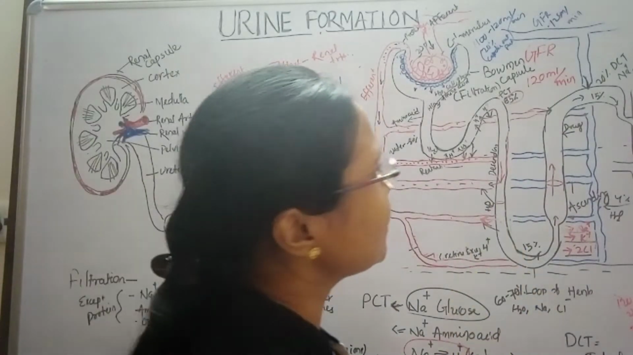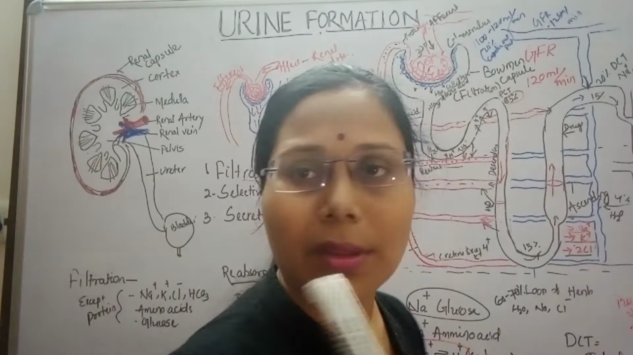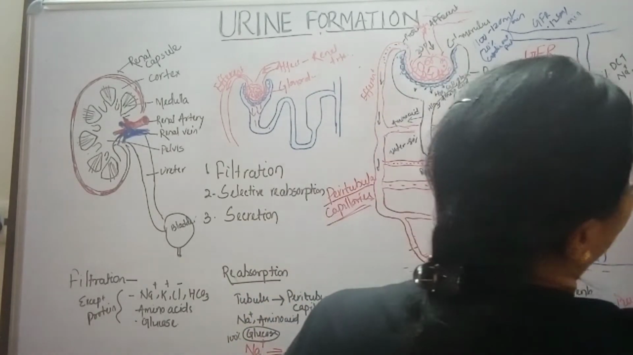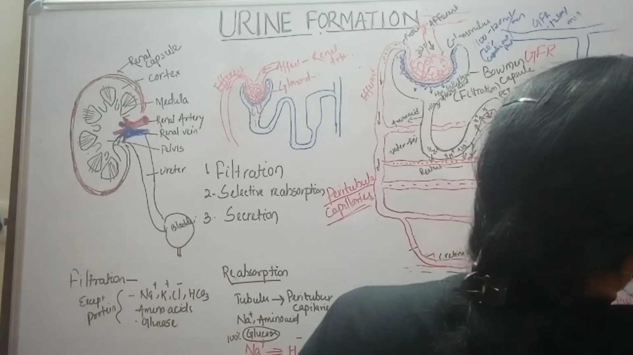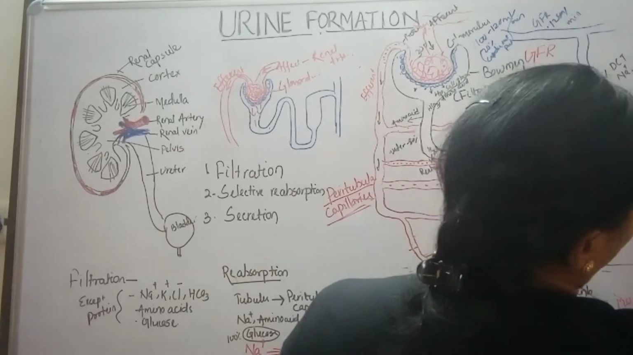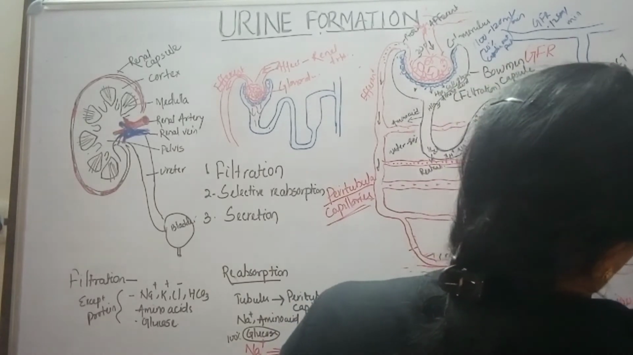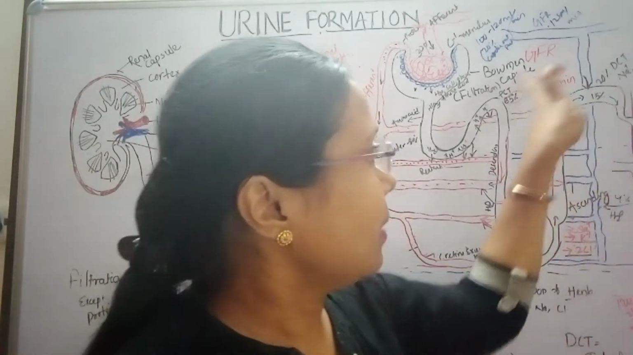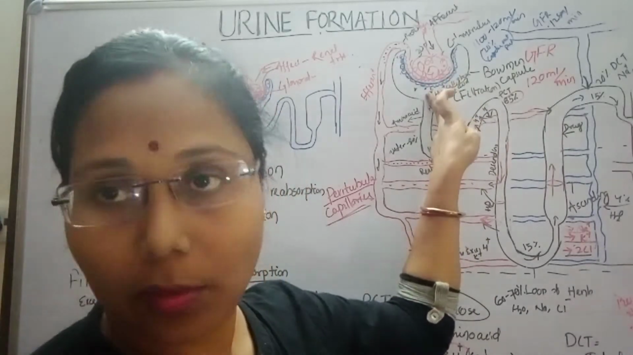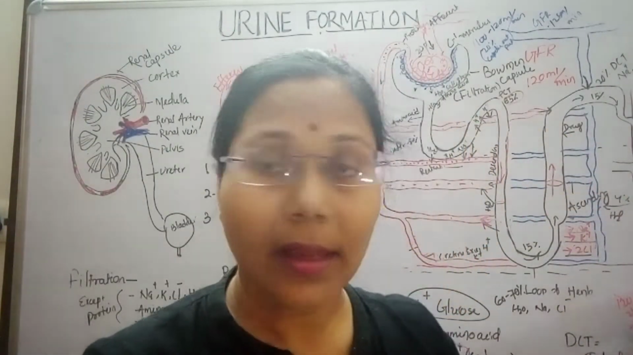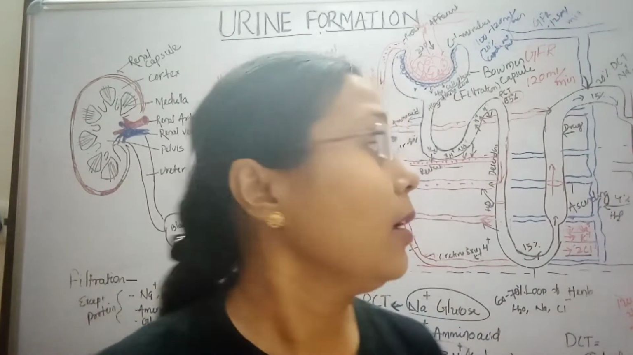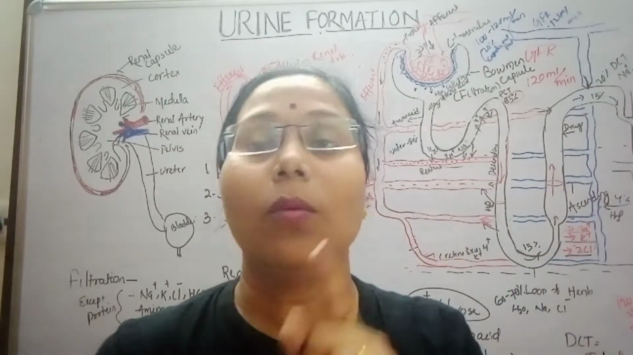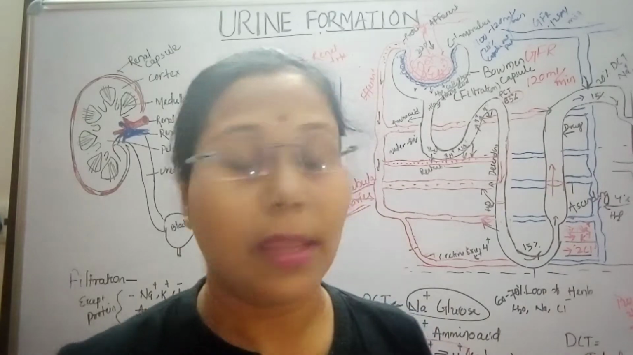Now the interesting thing is that if the filtration is 120 ml per minute, then per day it will be 120 ml times 24 times 60, which is approximately 175 liters per day. So per day, 175 liters of blood come for filtration in the glomerulus. But how much urine is formed per day? That is 1.5 liters of urine. Comparing these two numbers, 175 and 1.5, you see it is just about 1% of 175 liters per day.